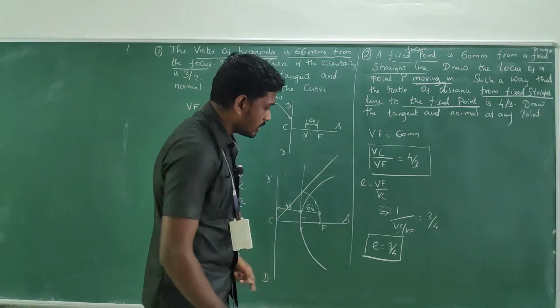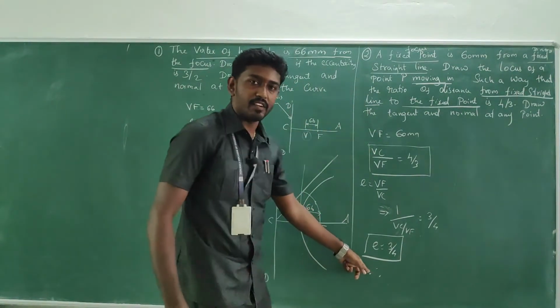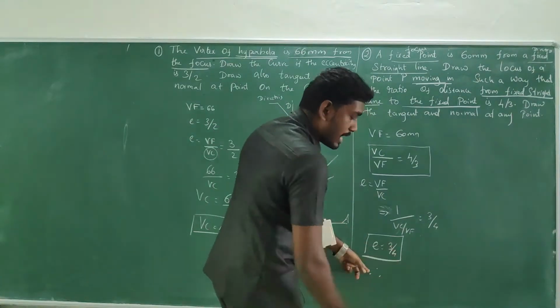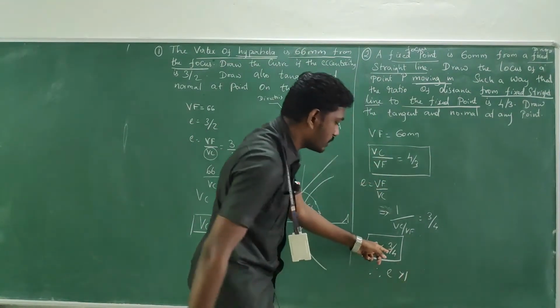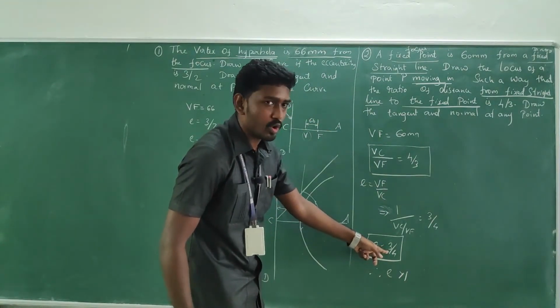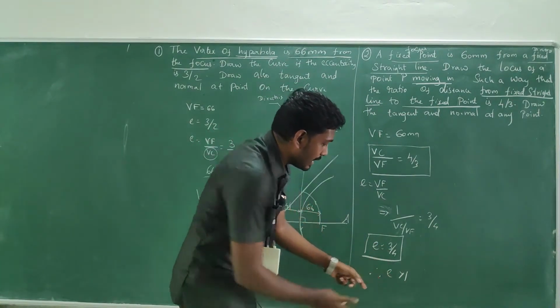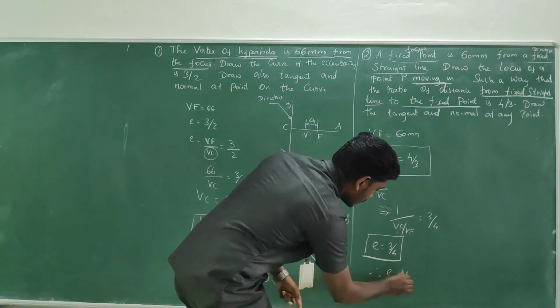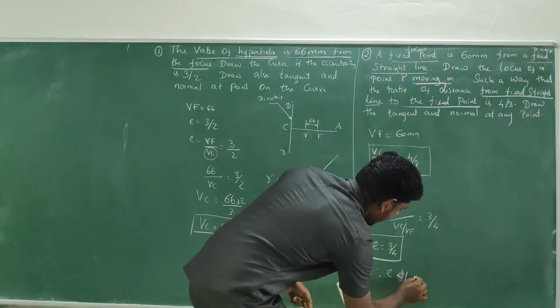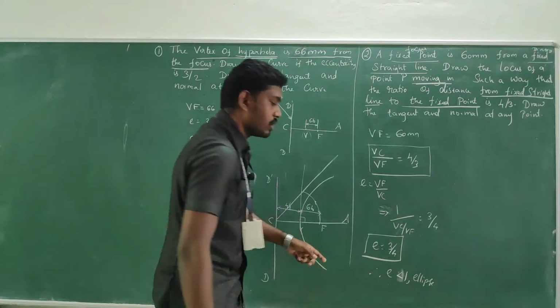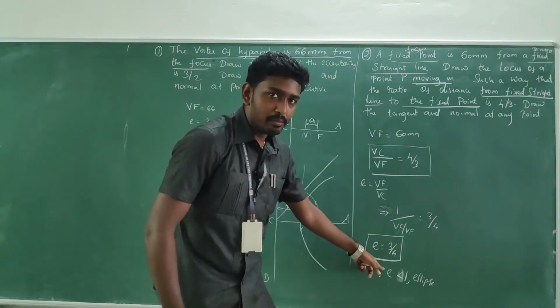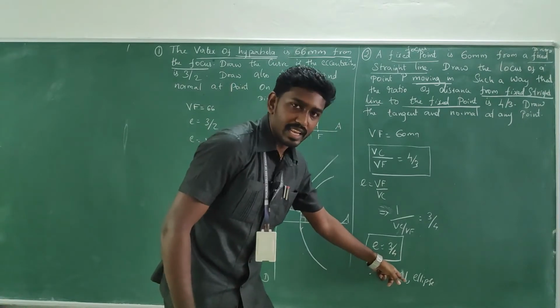Okay. So what's the curve? Yes, it is less than 1. E is less than 1. Since it is 3 by 4, we get 0 point something. So it is less than 1, so we can say it is an ellipse. Now we came to know the given curve is an ellipse.